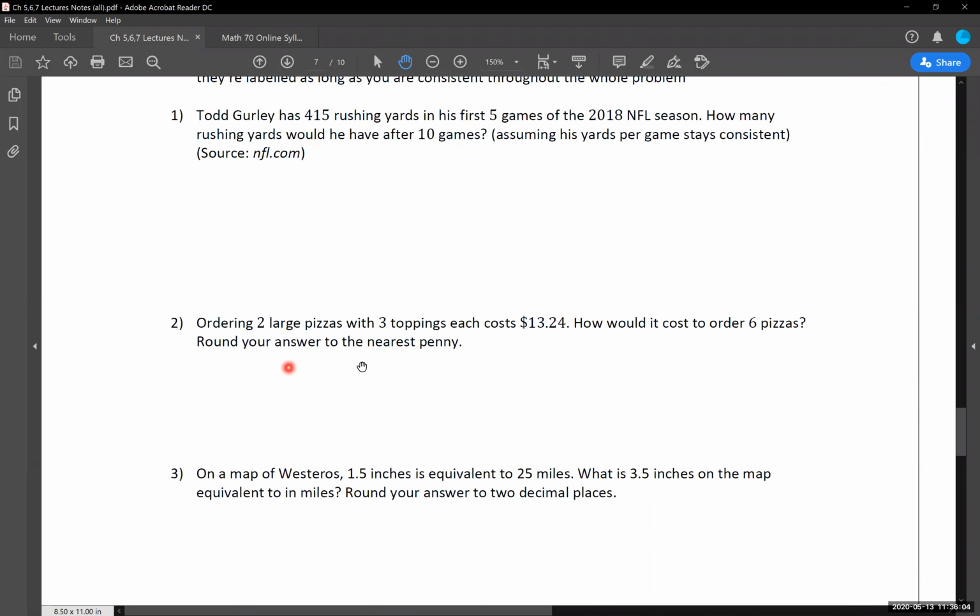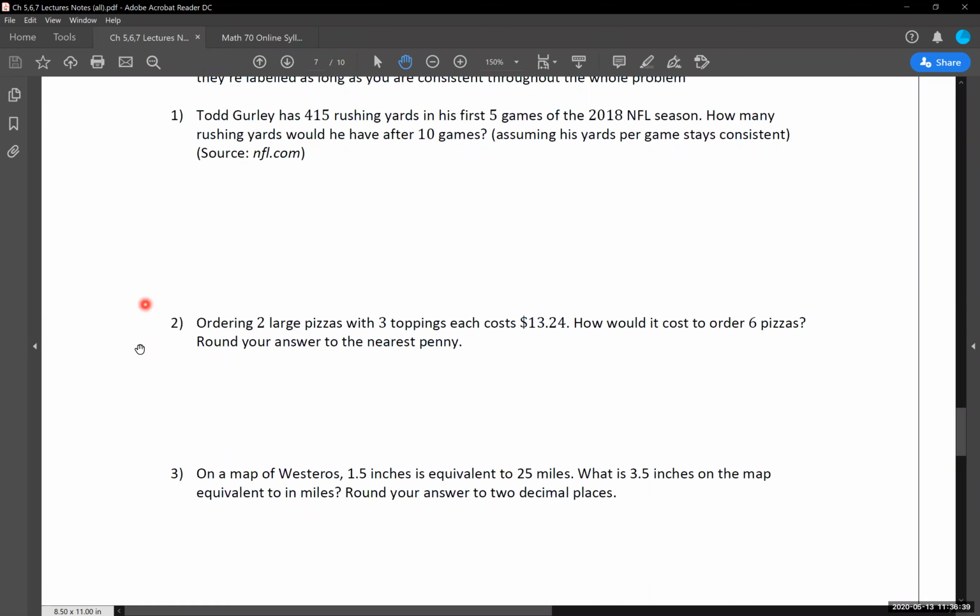Ordering 2 large pizzas with 3 toppings each cost $13.24. How much would it cost, or should be how much? I do math. I don't do letters and English stuff as well, clearly. How much would it cost to order 6 pizzas? We're told to round your answer to the nearest penny. So this is assuming that we're probably going to have a decimal answer showing up. So round to the nearest penny, you're probably going to end up rounding to 2 decimal places if we get decimals showing up with that, which we probably will.